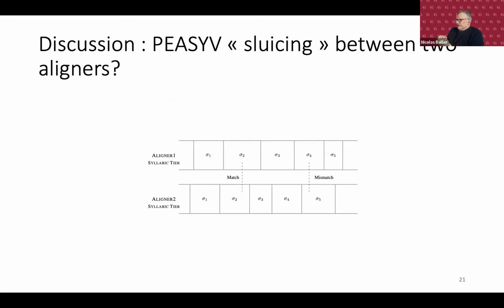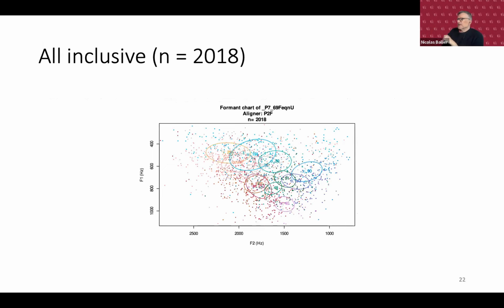We also try to see, since we noticed that with PEASYV, with the two aligners, we had a mismatch between the two aligners, can we try to improve quality by making sure we have a match in the aligners? So we took the syllable representation to analyze matches, and based on these results, we have a maybe more reliable version of the analysis, but it comes at a cost of losing a certain number of data points.